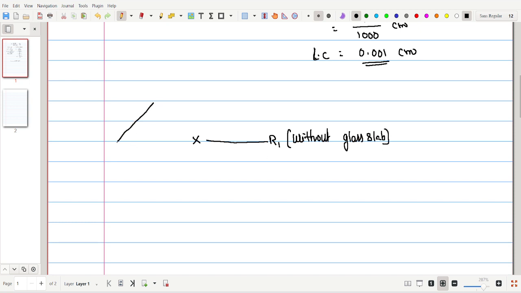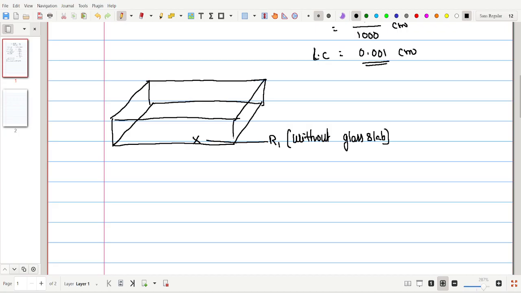Once I place the glass slab on the top, automatically what I can see is that, through the glass slab, this arrow mark appears a little bit up because of refraction. If I look at this, I will see the mark here.